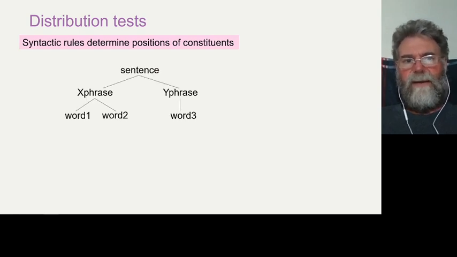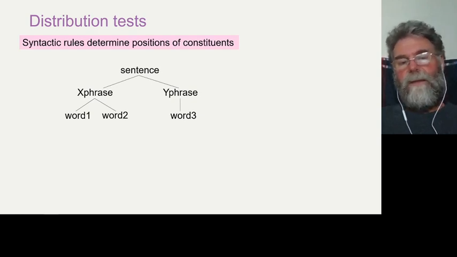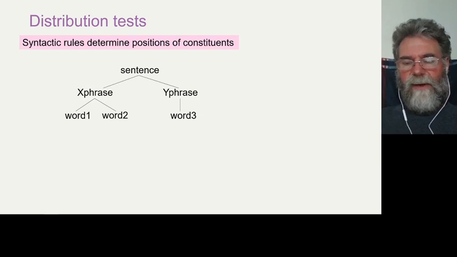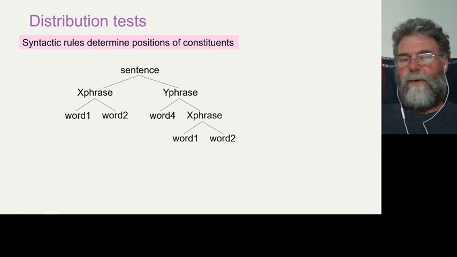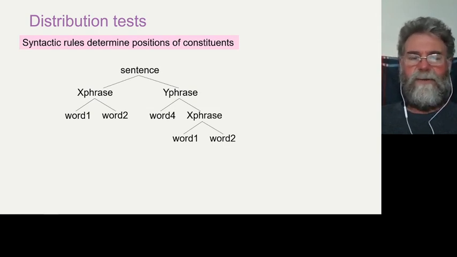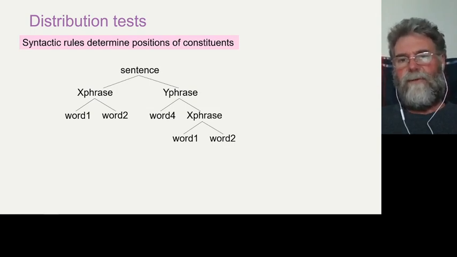So for example, we might have a sentence broken up into two phrases, an X phrase and a Y phrase, and the X phrase can be made up of a word 1 and a word 2, and a Y phrase can be made up of a word 3. The rules might also tell us that Y phrases can be more complicated, and we can also have other kinds of things, for example other phrases, maybe of the kind X phrase. Now we already know that an X phrase can have a word 1 and a word 2 in it, and so this would be the kind of sentence that the grammar might produce.